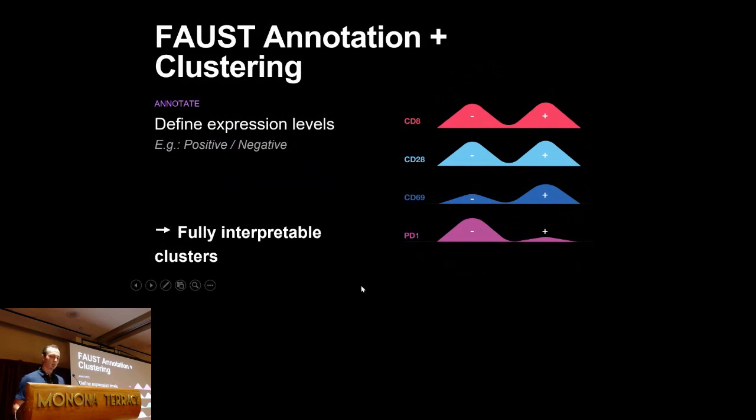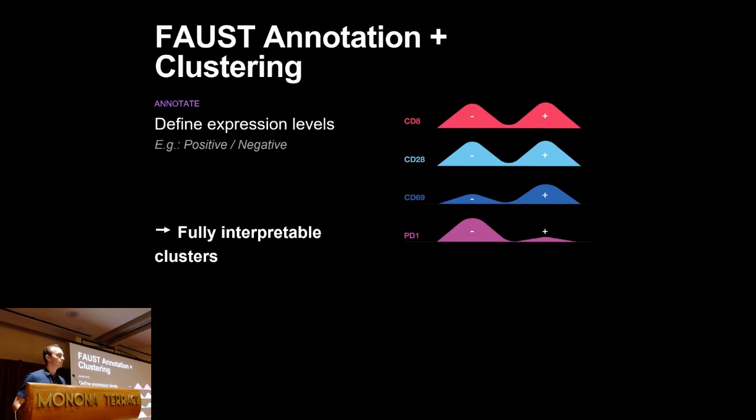The first thing we do is we essentially discretize the data into interpretable levels. So instead of working with the raw expression data, we just look at what is positive and what is negative. That's a critical first step before doing the transformation.